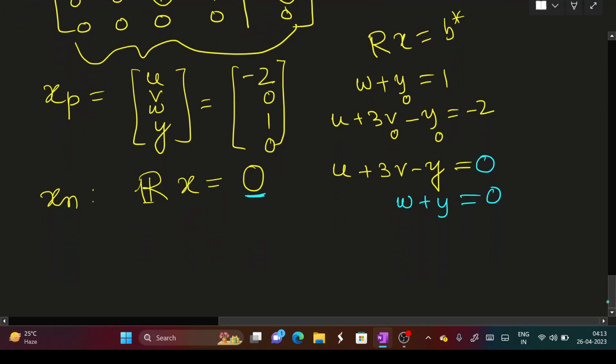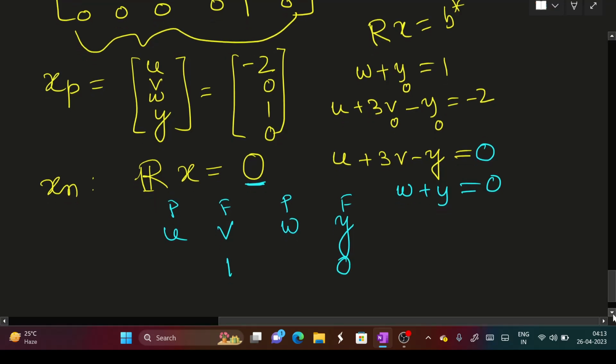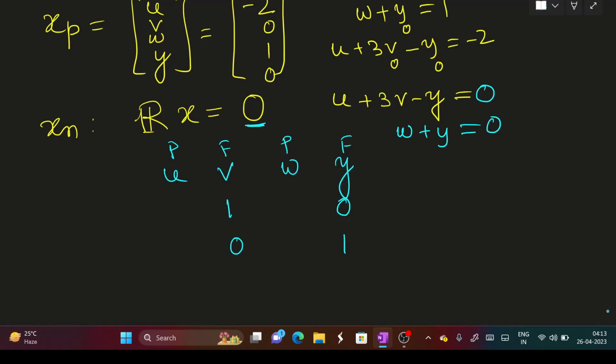Now let us substitute the free variable and pivot variable. U, v, w, y. This is pivot, this is pivot, this is free, this is free. To get xn, one free variable is assigned 1, the other is 0. Similarly, the other free variable is assigned 0, and this is 1. Now substituting these values in this equation, we get our pivot variables. In this case it is 0, in this case it is minus 1.